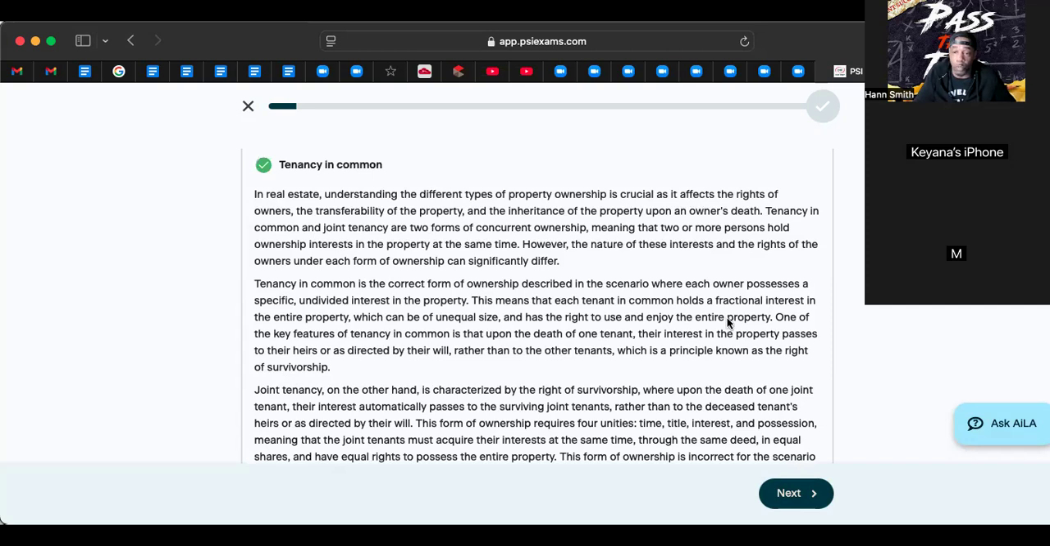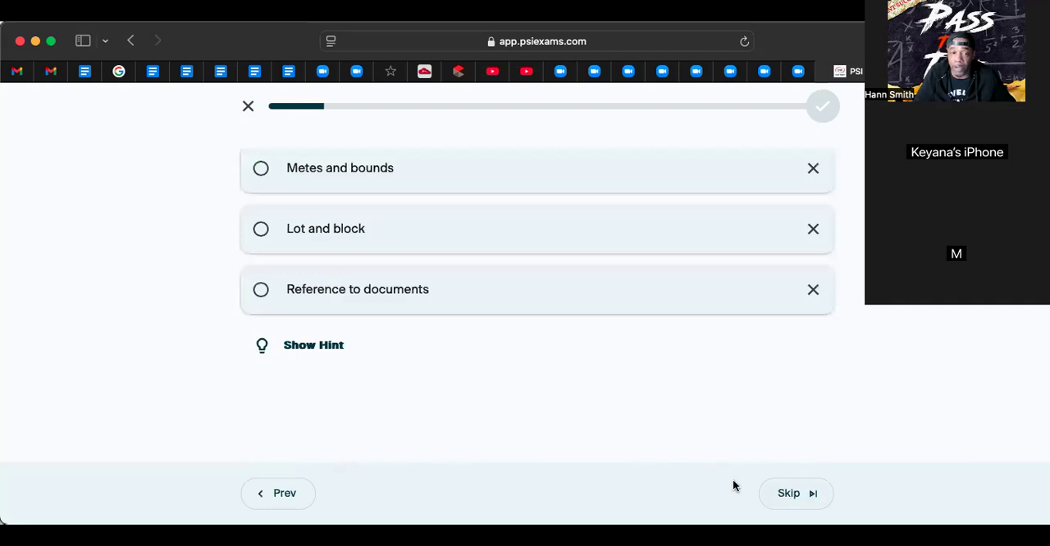So when I saw "specific," I don't look at it the same way. They said "possesses a specific." I mean, joint tenants possess specific. So it comes down to just getting that right. That's my bad on that one. But like I said, I don't know the answers to these questions. I'm just breaking them down with y'all.